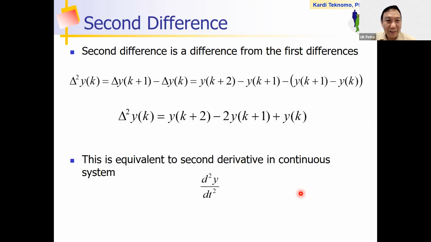Now you have a second order. I'm telling you directly the second order. The second order difference is just like that. So what is this? The difference of the difference, right? So delta square yk, this is the second order.